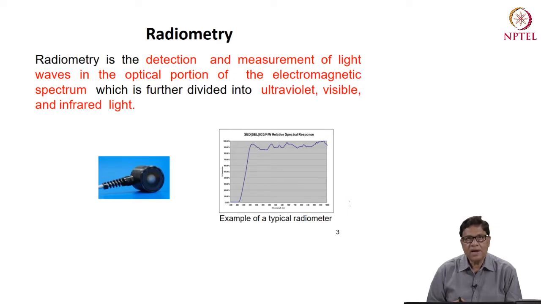Radiometry is the detection and measurement of light waves in optical portion of the electromagnetic spectrum, which is further divided into ultraviolet, visible light and infrared. So this is a typical radiometer, and if you see the output of a radiometer, it looks something like this. You have the wavelength on this side, and you have the percentage of light for that particular wavelength in that part of the signal. So this is the basic definition of radiometry.